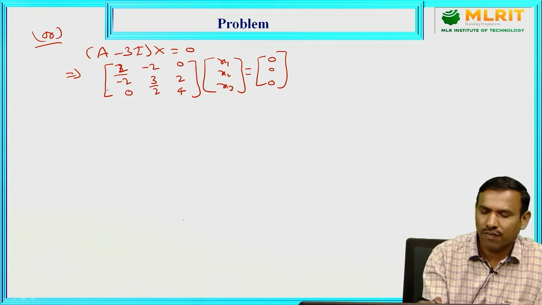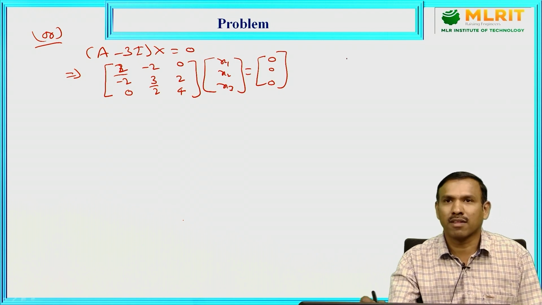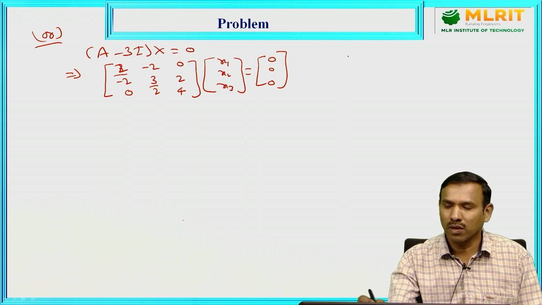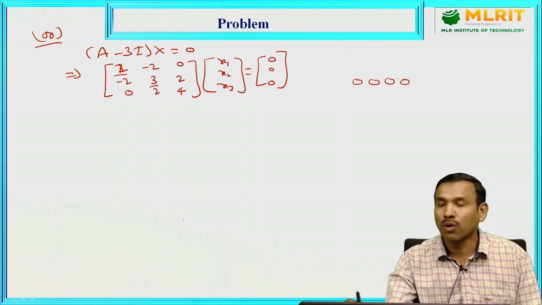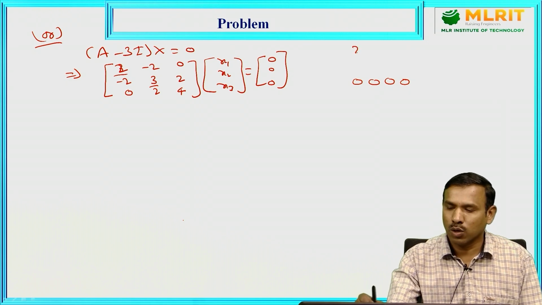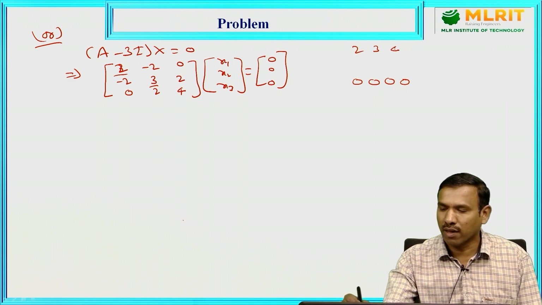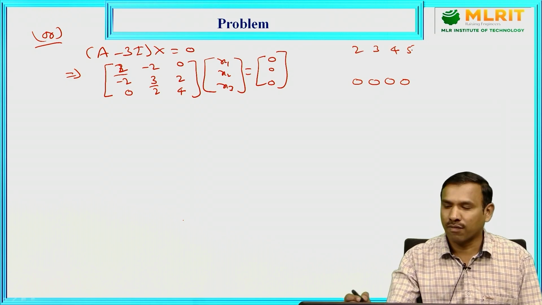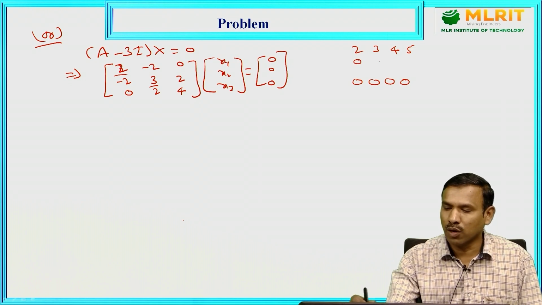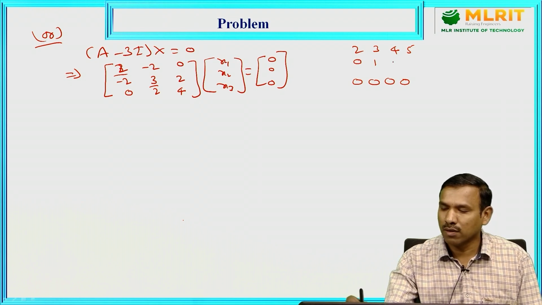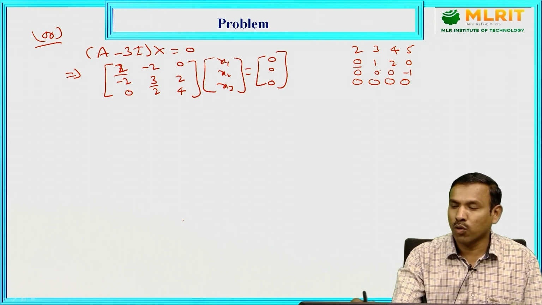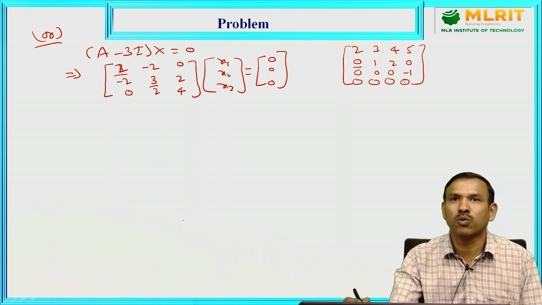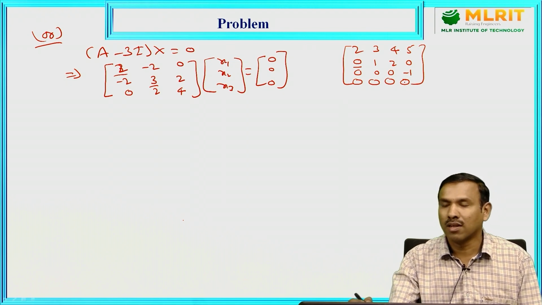Now, echelon form means, let us briefly explain the echelon form. Any zero rows should be below the non-zero rows. Here, let us say 2, 3, 4, 5, 0, 1, 2, 0, 0, 0, 0, minus 1 is one echelon form. See, the number of zeros before the first non-zero entry should increase row-wise. That is called echelon form.